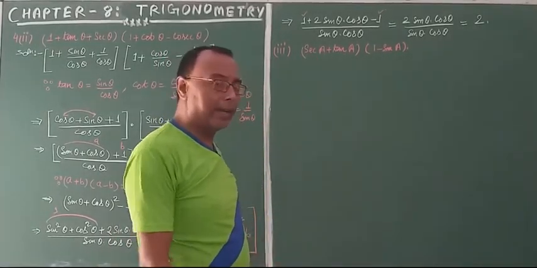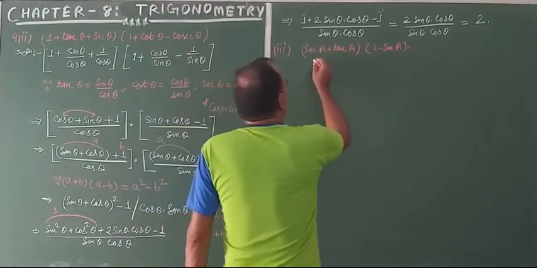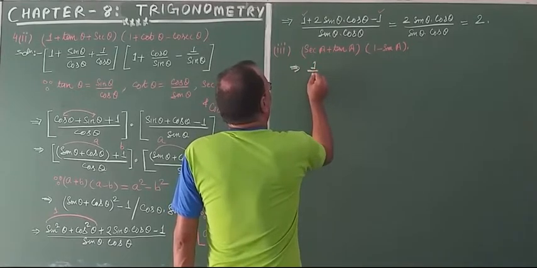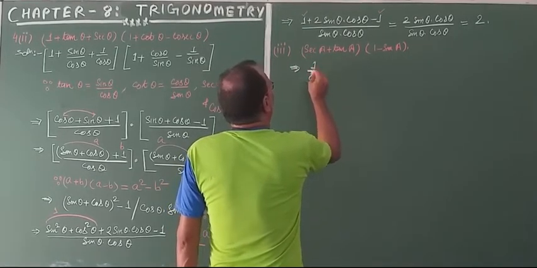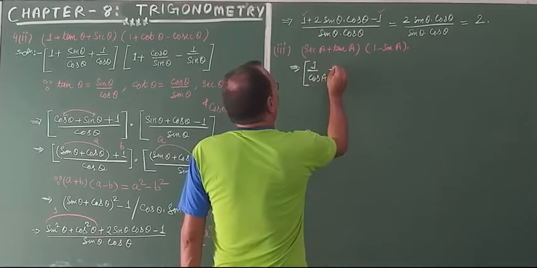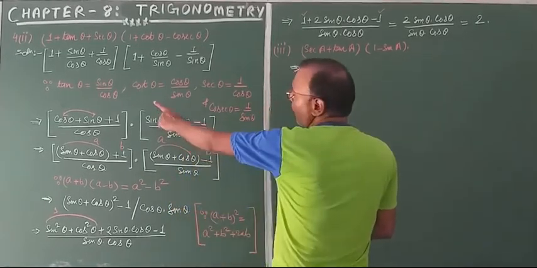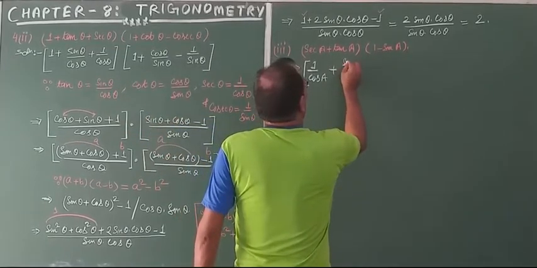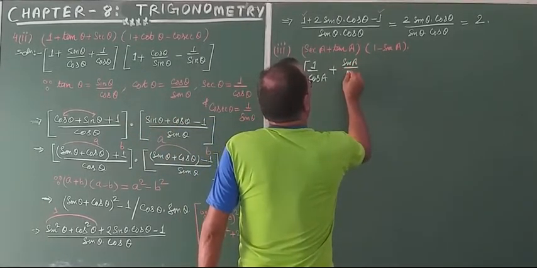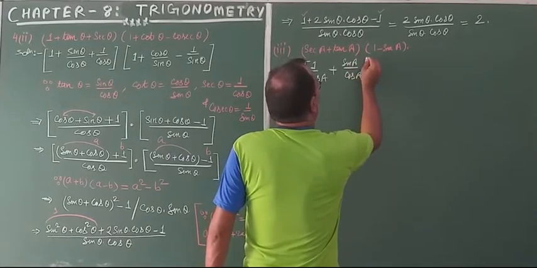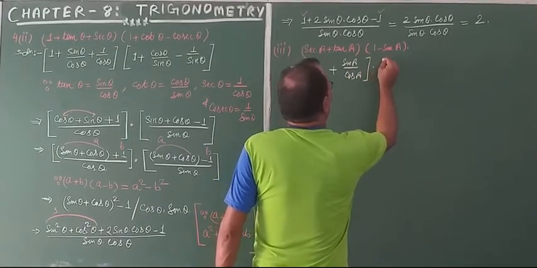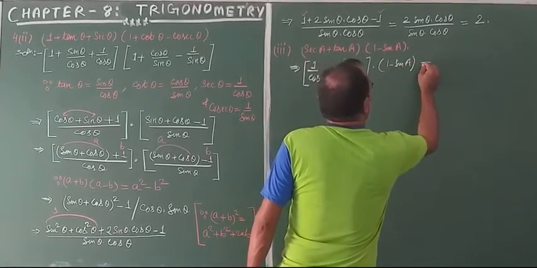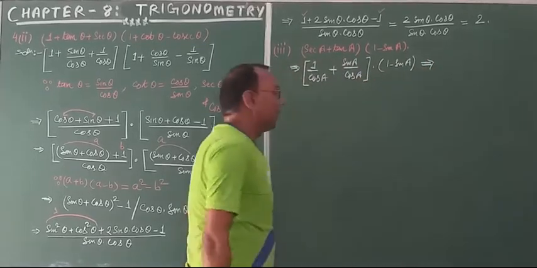This sec A and tan A. Sec A is 1 upon cos A, plus tan A, which I have written here as sin A upon cos A. And what is the right side bracket? 1 minus sin A. Now take the LCM in the first bracket.